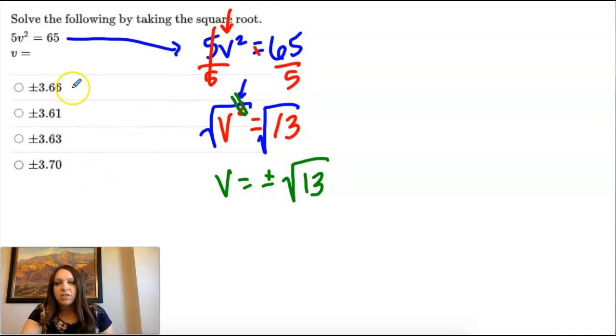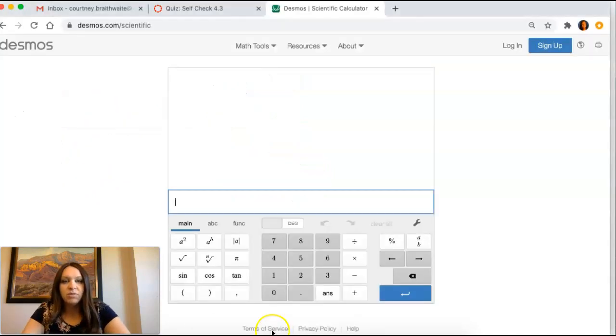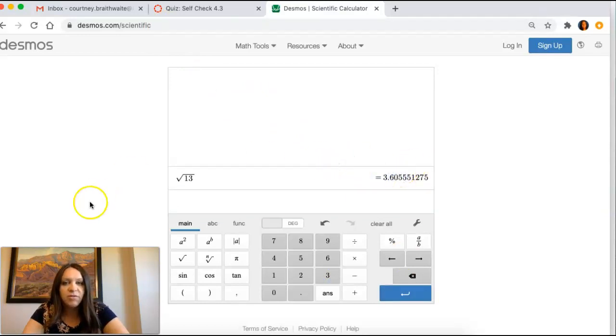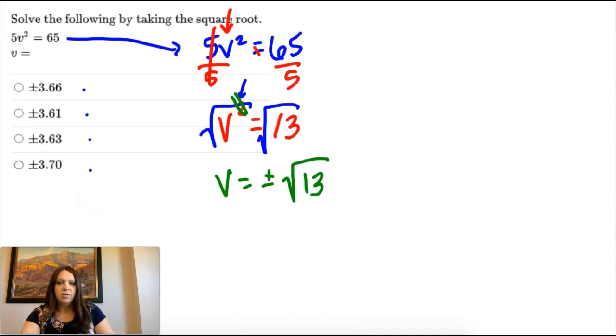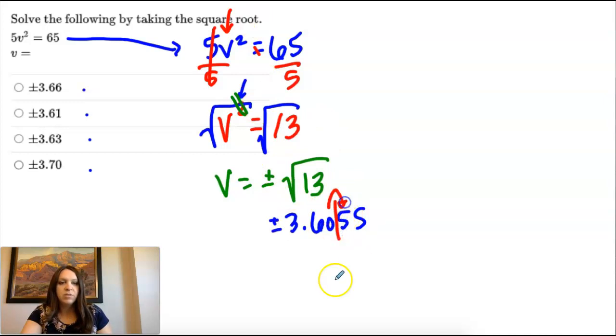And our answers here are decimals. So I'm going to actually go take the square root of 13. I'm in Desmos calculator. 3.6055. And when I round that, I look next door, and it's 3.61. So it'd be this one.